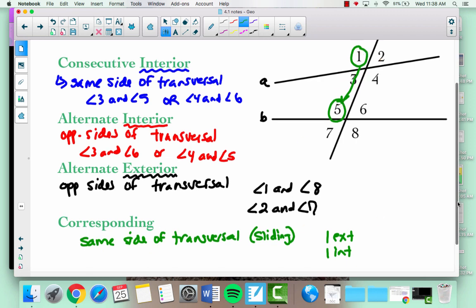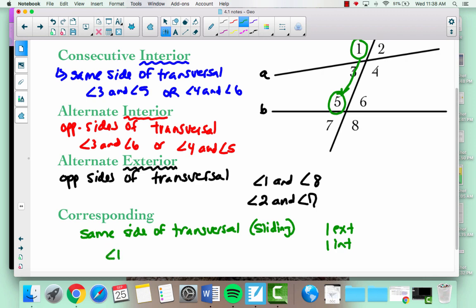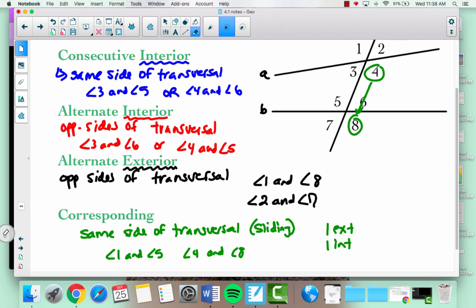So here we actually have 4 different pairs. You could say angle 1 and angle 5 would be corresponding, or you could say angles 4 and 8 would be corresponding because you could slide down, so 4 and 8. Or you could say angles like 2 and 6. Notice that they're both on the same side, but one is on the top here and one's on the top there. Or you could say 3 and 7. So there are 4 different pairs for corresponding, whereas the rest only have 2.